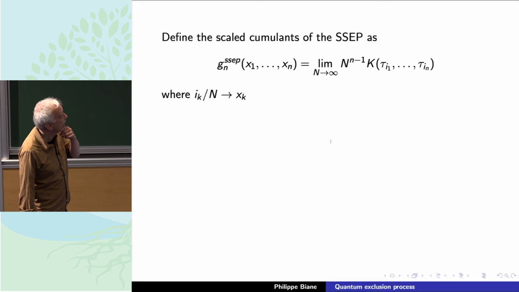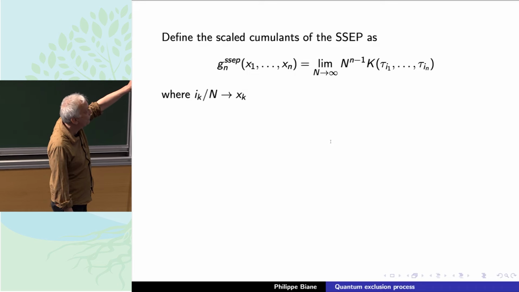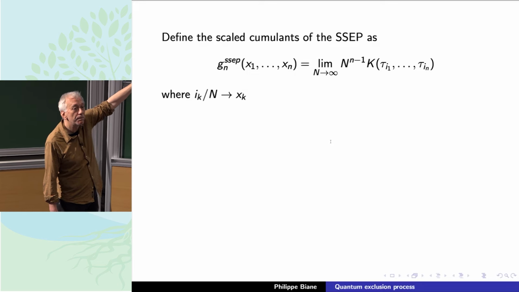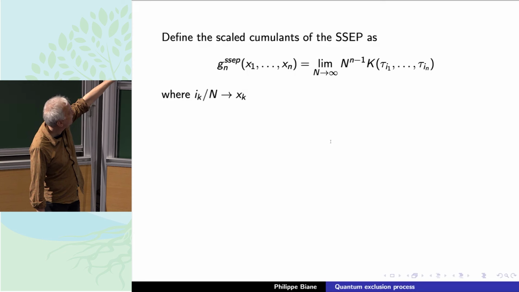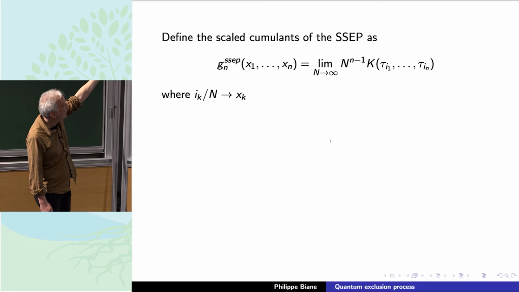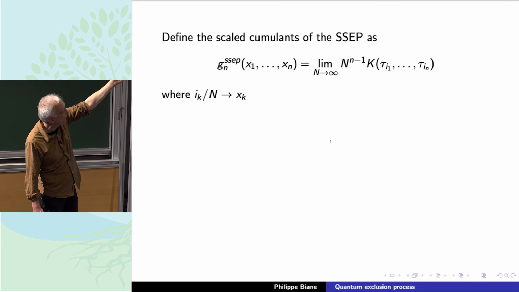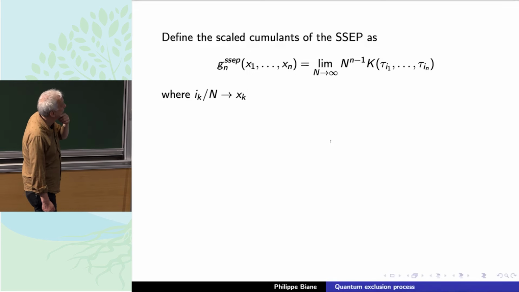I will define the scale cumulants of the SEP as this function, g of x1, xn. Here I'm looking at the classical cumulants, the big K, evaluated on the occupation numbers, tau I1, tau I2, tau In. And I assume that the locations of I1, In converge to some position on the interval 0, 1.